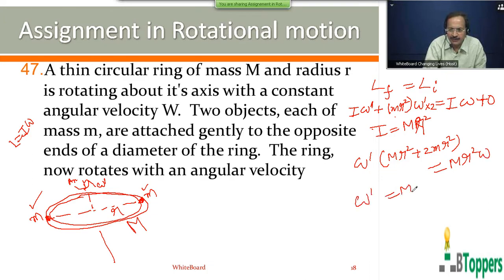So you get omega dash equal to m into omega by capital M plus 2 into small m. Here r square gets cancelled. So I'll continue the discussion next class.